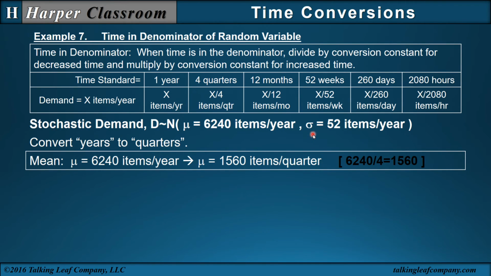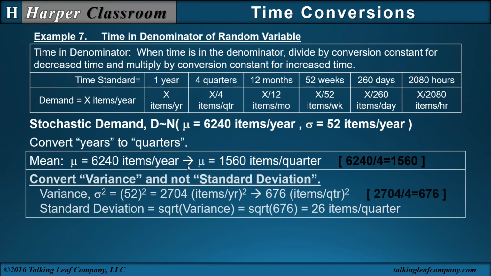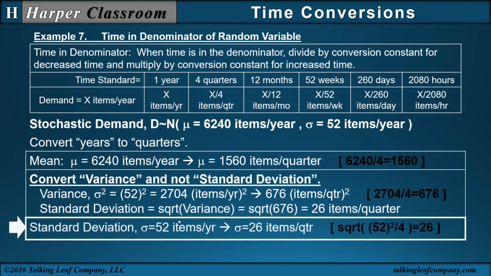But for the standard deviation, the procedure I recommend is to convert the variance and not the standard deviation. So if I take the standard deviation and square it to get the variance, I transform the variance from years to quarters by dividing by 4. And then take the square root of the variance to get the standard deviation. Putting all this together, to convert standard deviation from 52 items per year to quarters, I square the standard deviation to get the variance. I transform it from years to quarters by dividing by 4, and then take the square root of that variance back to the standard deviation.